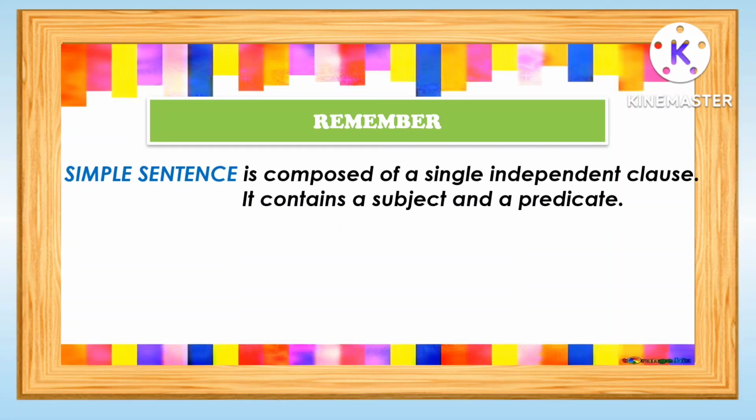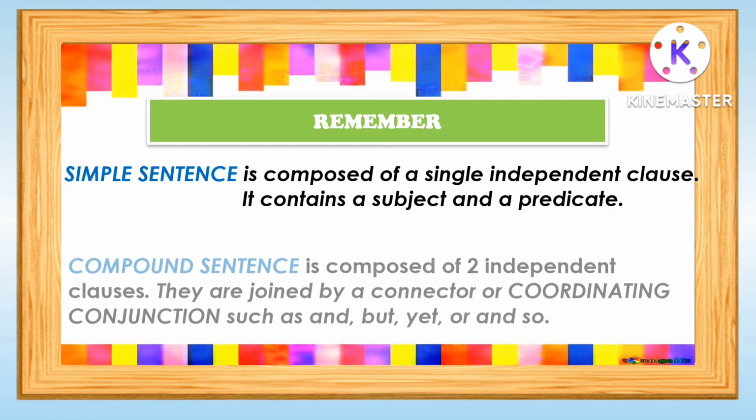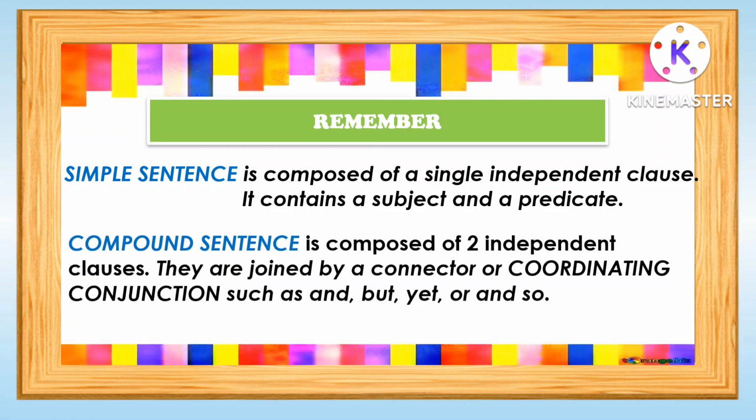Now, I want you to remember this. Simple sentence is composed of a single or one independent clause. It contains a subject and a predicate. When we say compound sentence, this is composed of two independent clauses. They are joined by a connector or coordinating conjunction, such as and, but, yet, or, and so. Okay?